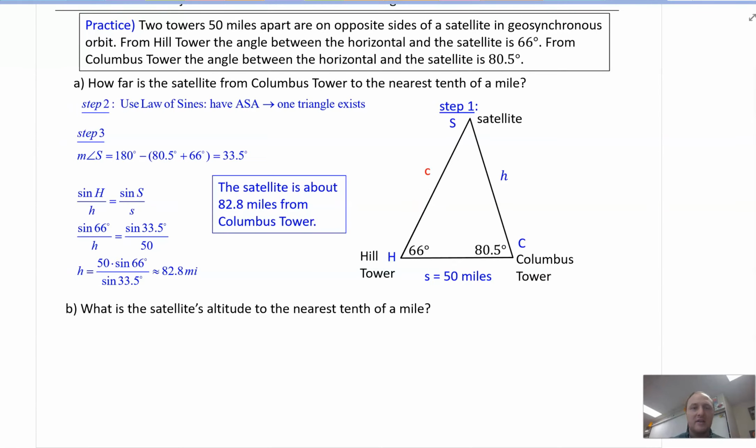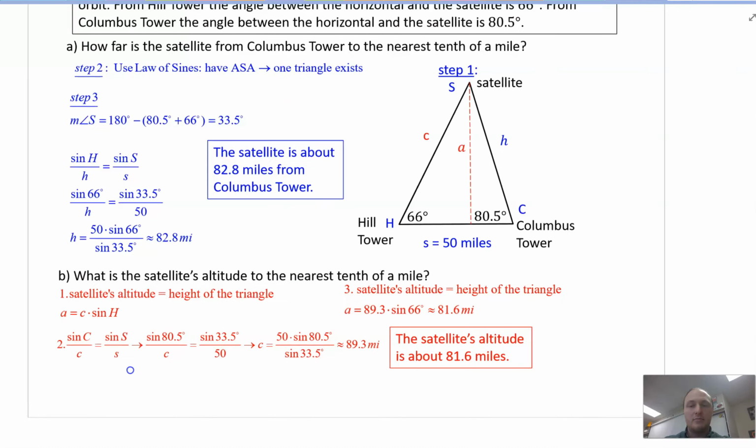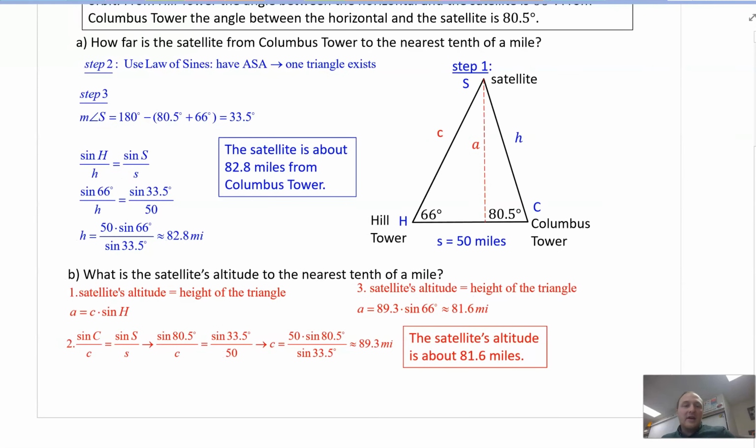So the satellite is about 82.8 miles from Columbus Tower, using the law of sines. Straightforward. And then altitude, part B. What is the satellite's altitude? Remember, that's height, so straight up and down. Hint, hint. And then here is part B. So hopefully you drew an altitude. You can use law of sines, or did you think about using SOHCAHTOA, right? I have all the given information now.